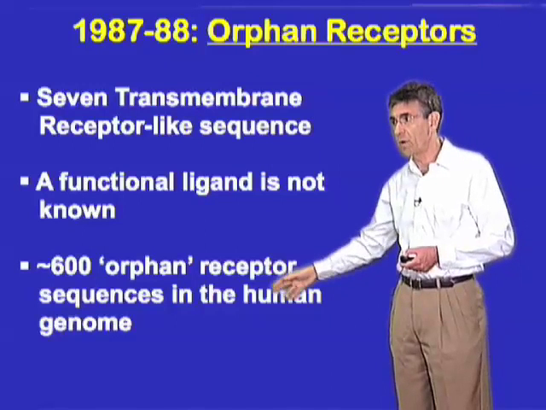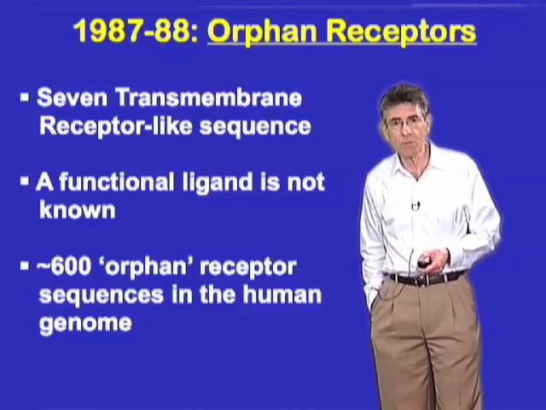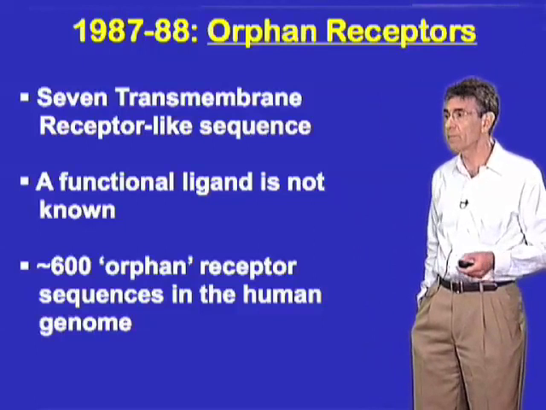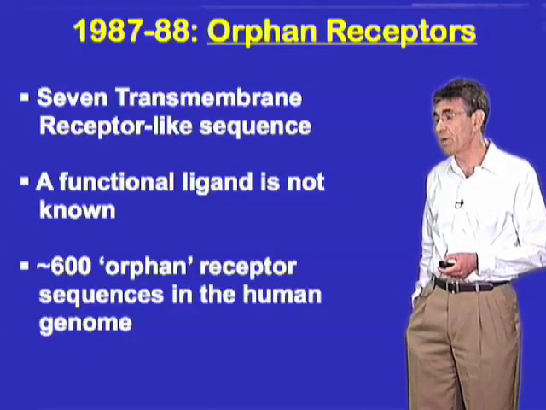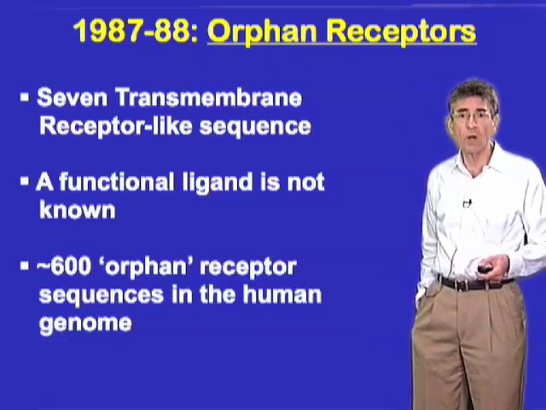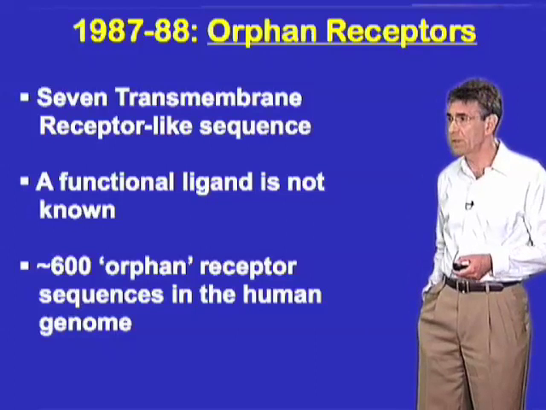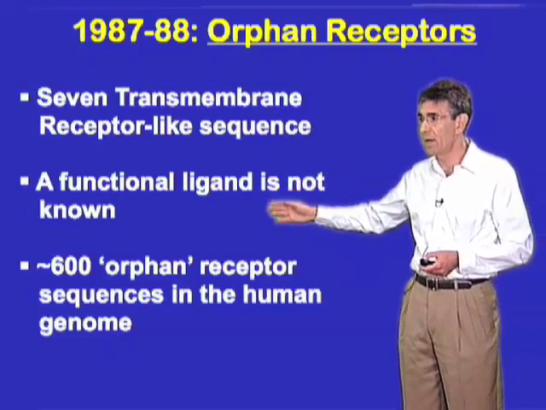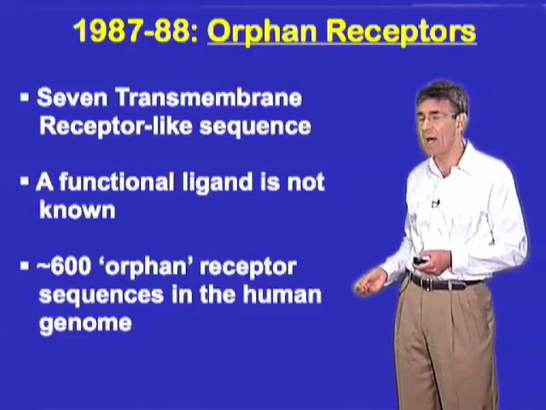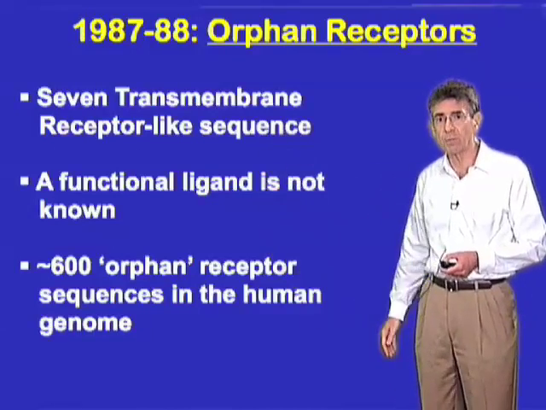To date, about 600 or more of the roughly 1,000 members of this family are orphans. Now, of those, about a half, 300 or more, are olfactory receptors. But the rest are receptors which presumably perform other functions, and in aggregate, this group of orphan receptors represents a huge opportunity for the pharmaceutical industry for developing new types of drugs.